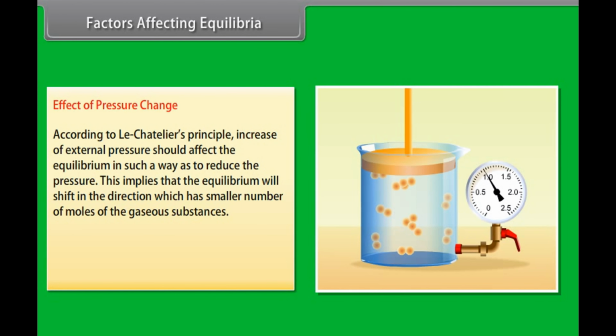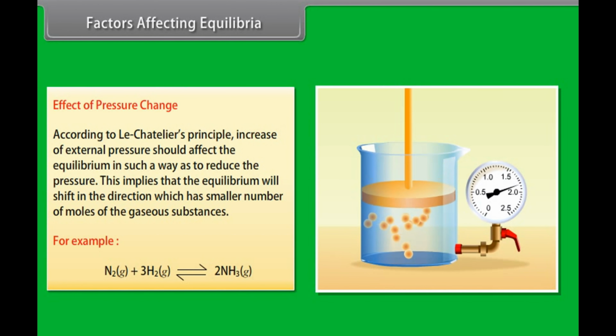Factors affecting equilibria. Effect of pressure change. According to Le Chatelier's principle, an increase of external pressure should affect the equilibrium in such a way as to reduce the pressure. This implies that the equilibrium will shift in the direction which has a smaller number of moles of the gaseous substances. For example, if we increase the pressure, the volume occupied by the system decreases and the number of molecules per unit volume increases. This effect can be counterbalanced if the equilibrium shifts in a direction involving fewer moles. So, an increase in pressure in this case will favor the forward reaction.